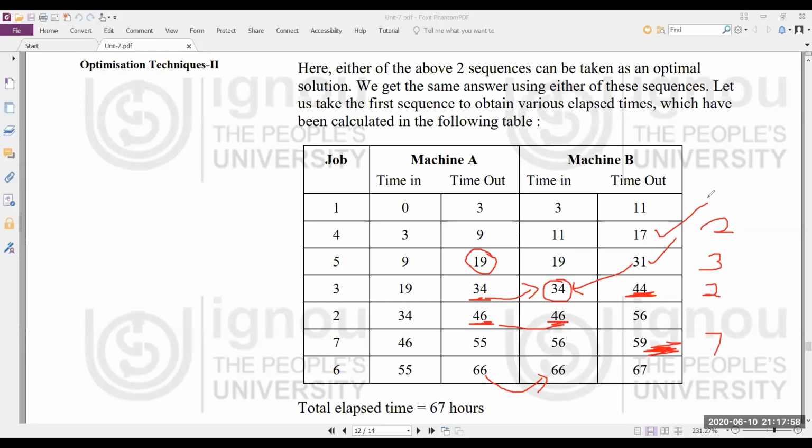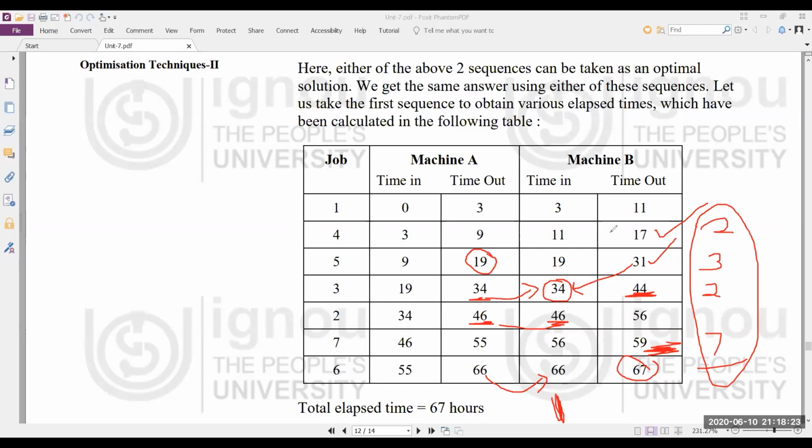So in this way, total idle time will be adding these. The job will be complete after 67 hours, so it means 1 hour. So idle time for machine A is 1 hour, whereas the idle time for machine B is larger, it means 14 hours. Okay.